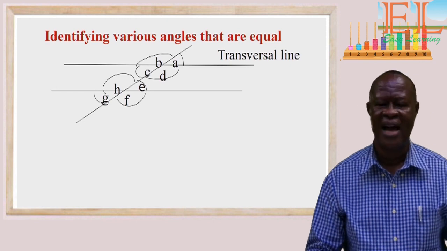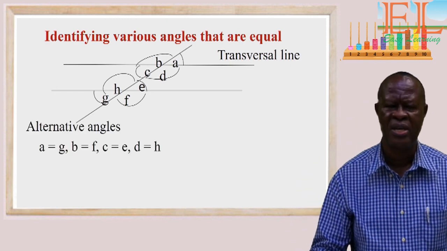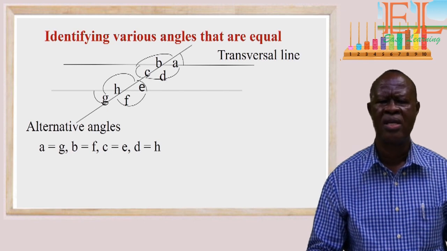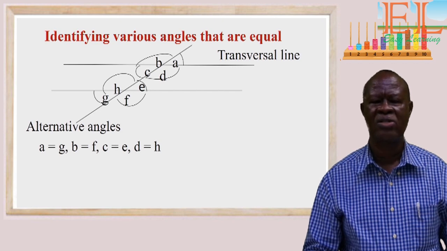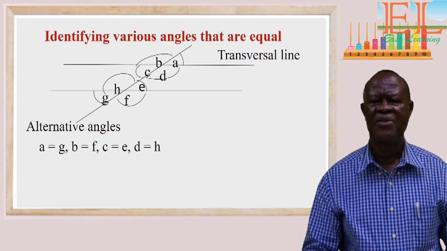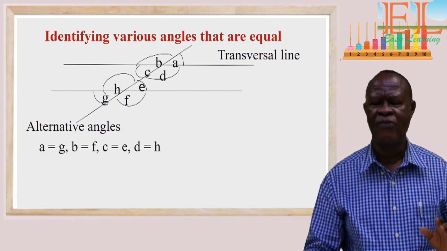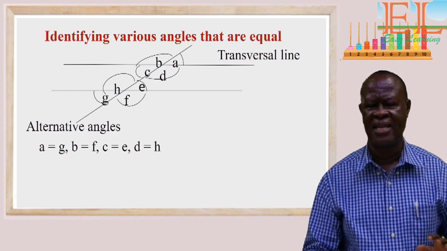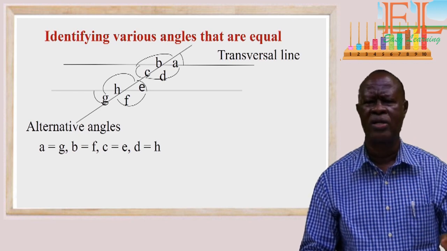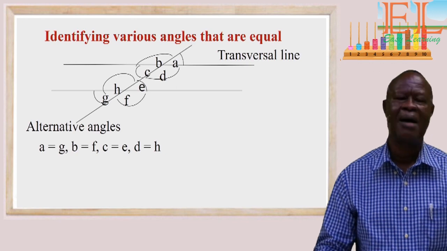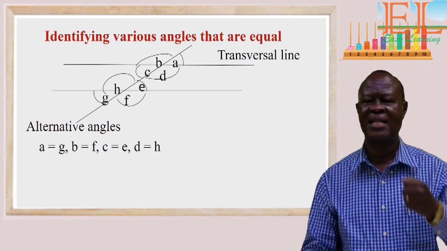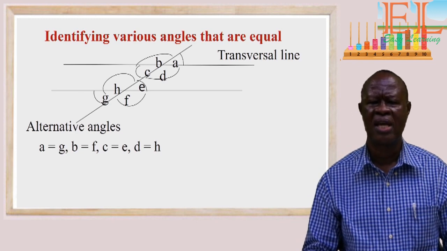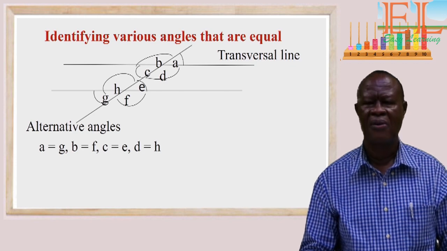Here, alternate angles, we have A equal to G, B equal to F, C equal to E, and D equal to H. We can notice that where the angles are on the drawing, they resemble Z. So if you take, for instance, C and E, you can draw the shape Z in it. So some call them Z angles. So if you see or somebody says, what are the Z angles, they still mean alternate angles.